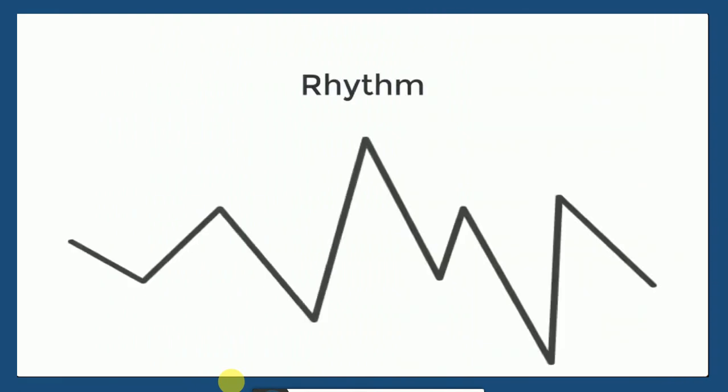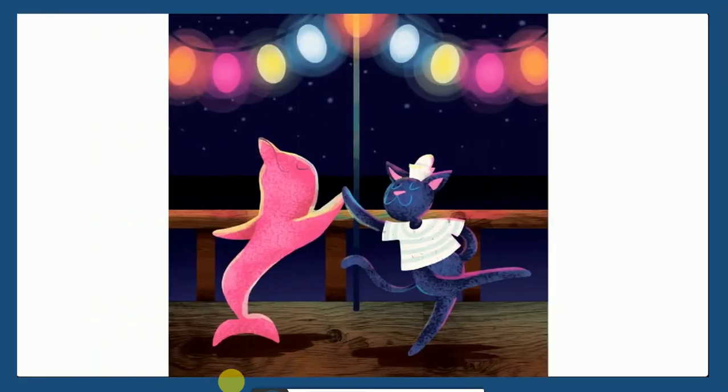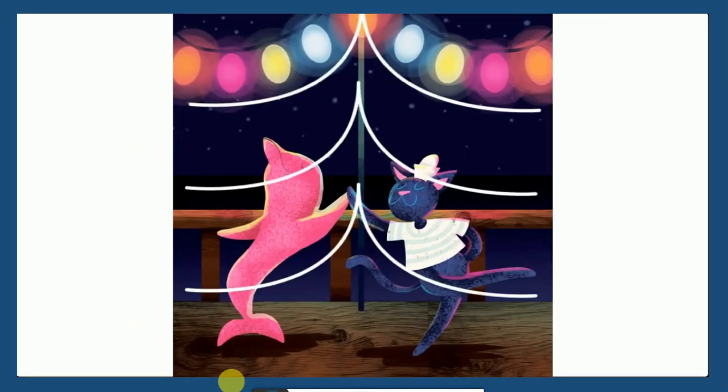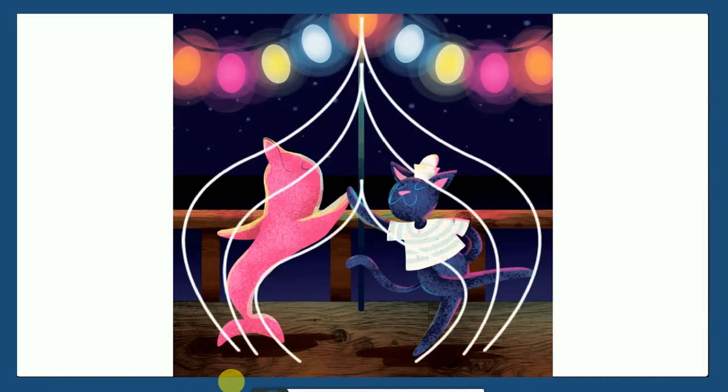Visual rhythm is created through repetition and variety. Rhythm can be slow, fast, consistent, inconsistent, etc. In this piece, a consistent and even rhythm is created by the careful balancing of shapes and elements within the composition.